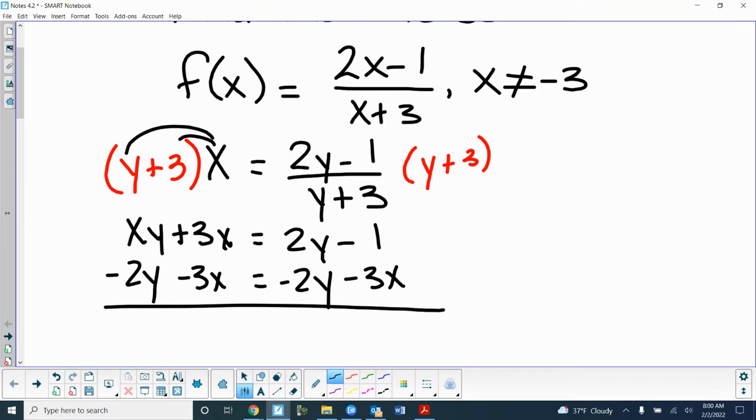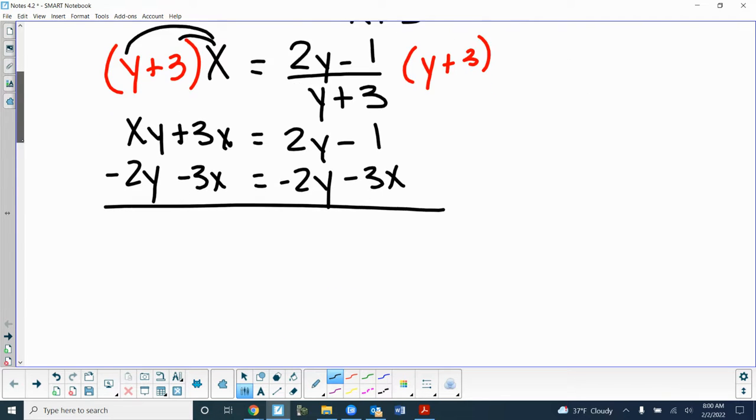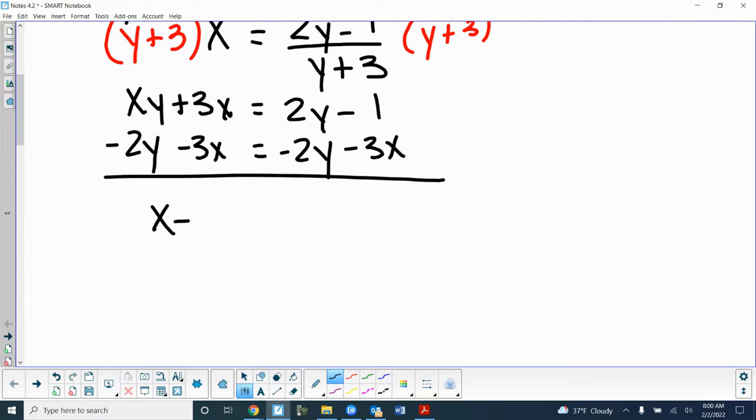So xy minus 2y is just that. Oops. And then negative 3x minus 1 or negative 1 minus 3x, it doesn't matter. Okay? So again, I took the 2y over the left side, the 3x over the right side.